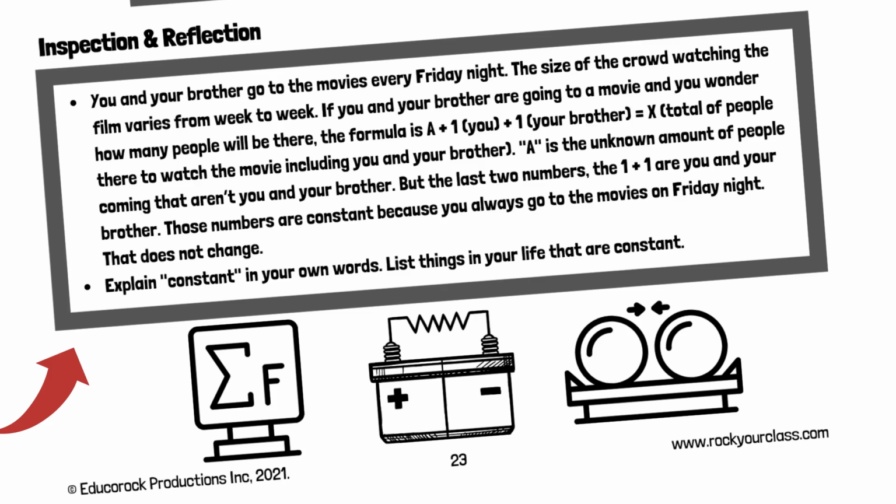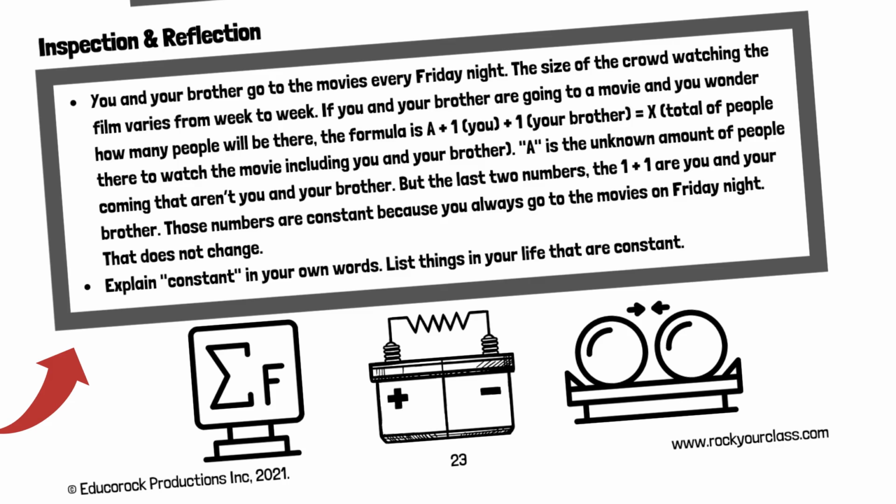You and your brother go to the movies every Friday night. The size of the crowd watching the film varies from week to week. If you and your brother are going to a movie and you wonder how many people will be there, the formula is A plus 1, that's you, plus 1, your brother, equals X, the total number there to watch the movie including you and your brother.